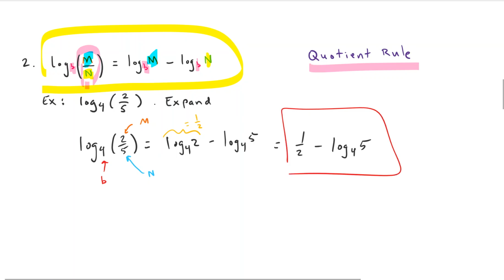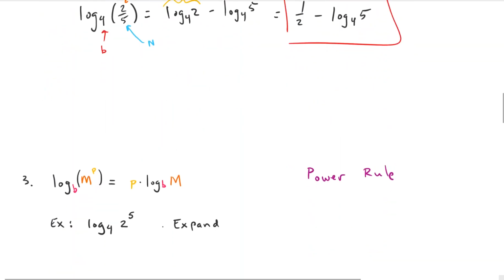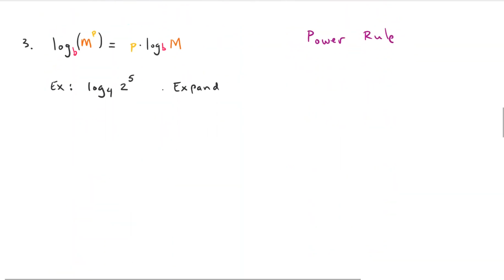No problems. Let's move on to the last rule of the 3. We only have 3 of them here. So this one is called the power rule. It helps us know what to do when we have a power inside of a logarithm. And the rule tells us that this power can actually be taken outside, as you see here.